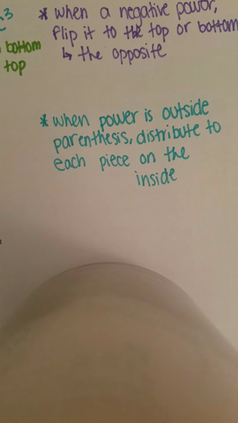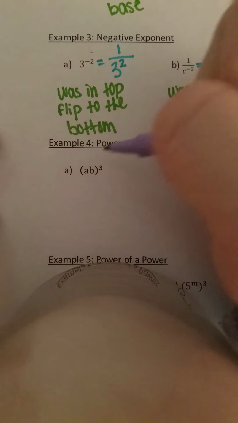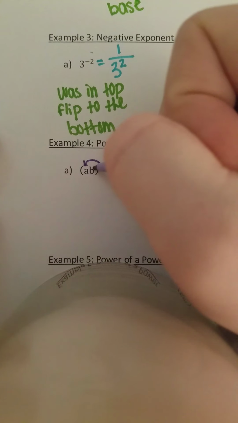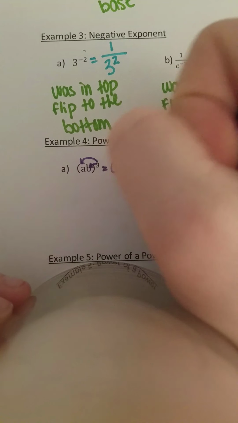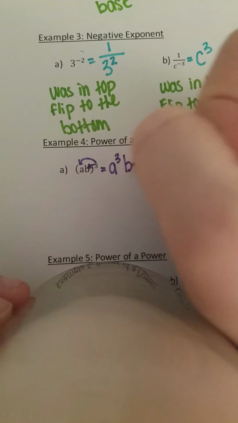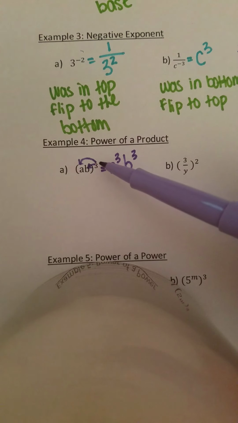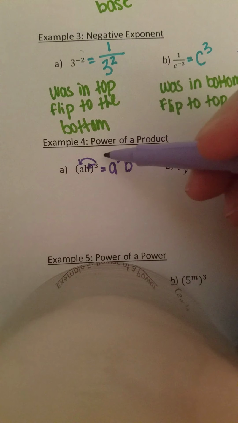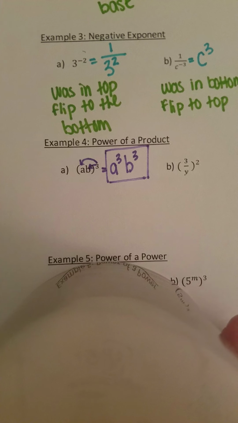So when the power is on the outside of the parentheses, we're going to distribute it to each piece that is on the inside. So let's take a look at example A first. We have AB on the inside with a 3 on the outside. So we're going to take it and distribute it to both pieces. This is going to be equal to A to the third power, B to the third power. You just took the third power as an exponent and put it on both of the numbers. And so that would be your final answer for letter A.